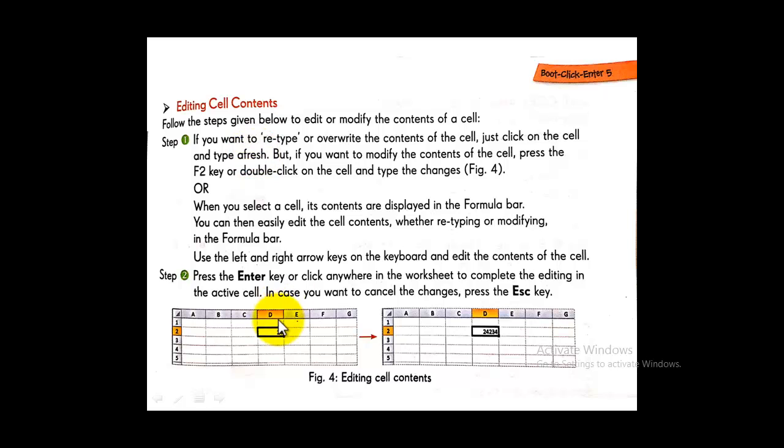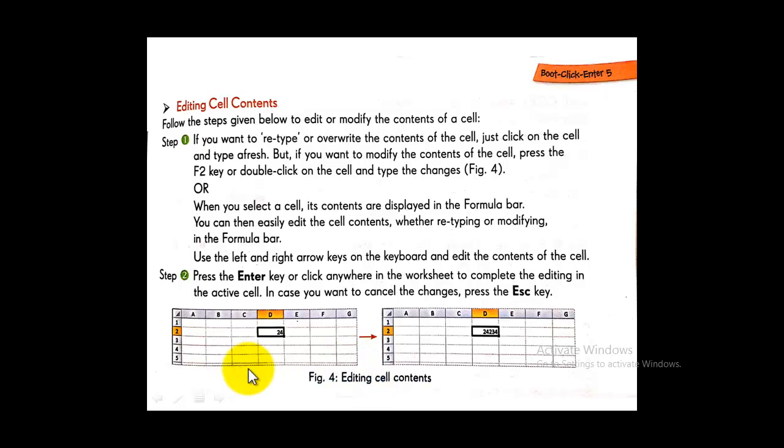Just click on the cell and type the data. But if you want to modify the contents of the cell, press the F2 key or double click on the cell and type the changes shown in figure number 4. Figure number 4, editing cell contents.